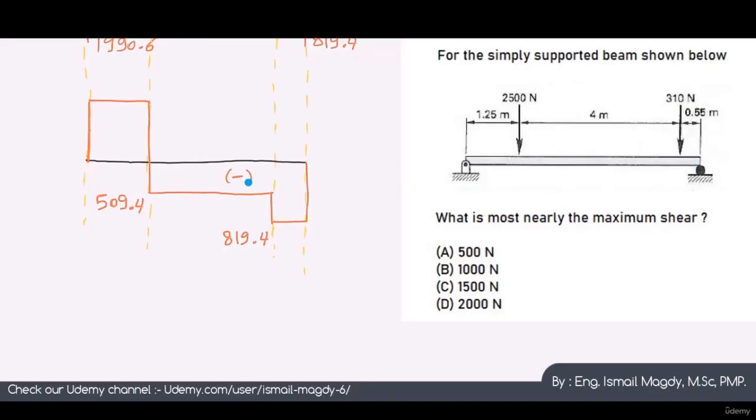This is the negative sign shear, and this is the positive sign shear. We know that this value is 1990.6. So this is it, and this is our maximum shear at this beam.